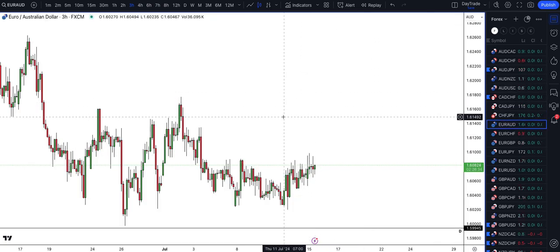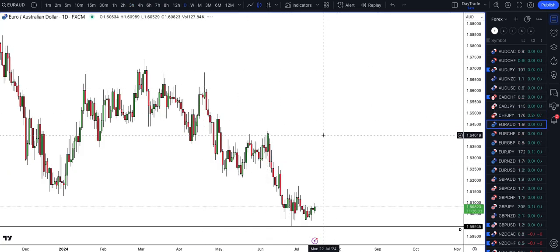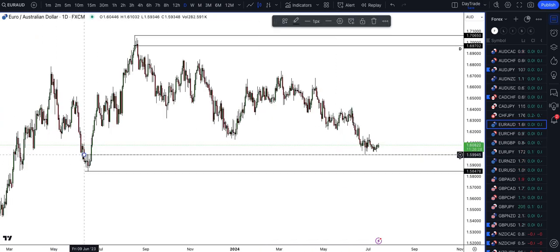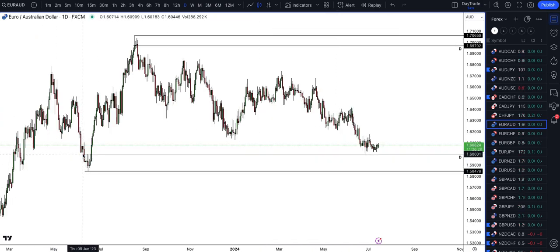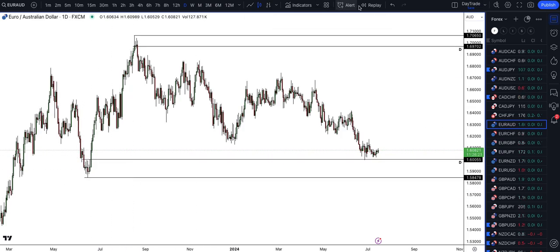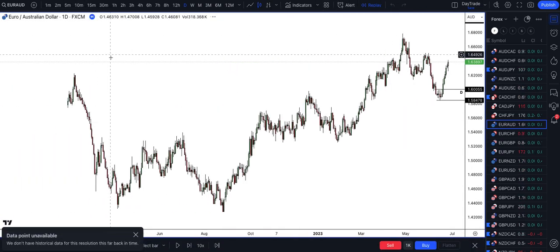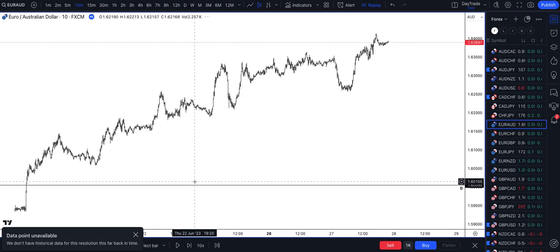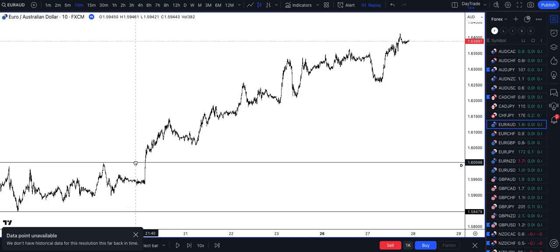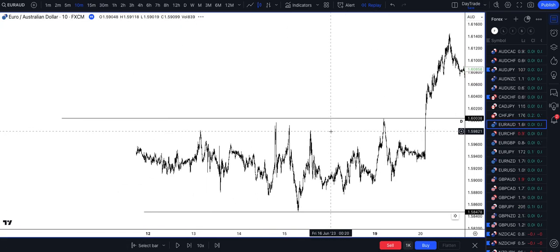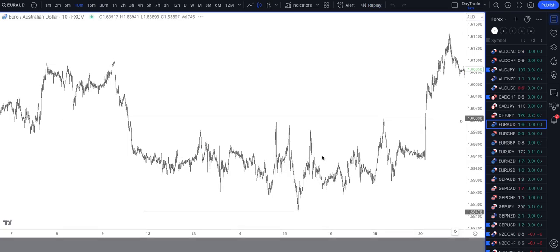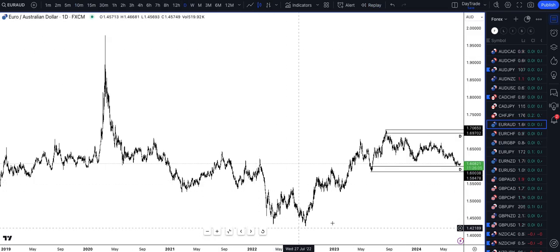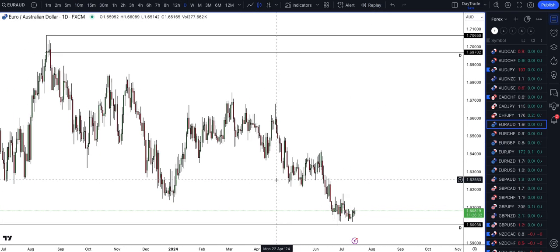To Euro AUD. Again, pretty boring chart, nothing really to go and have a look at. This should have been tested. Just like that. So that has actually already been tested. So that's a mismanagement from myself. Excuse me. Zone's tapped into it, but we've not really moved anywhere. So, excuse me, not really moved anywhere.